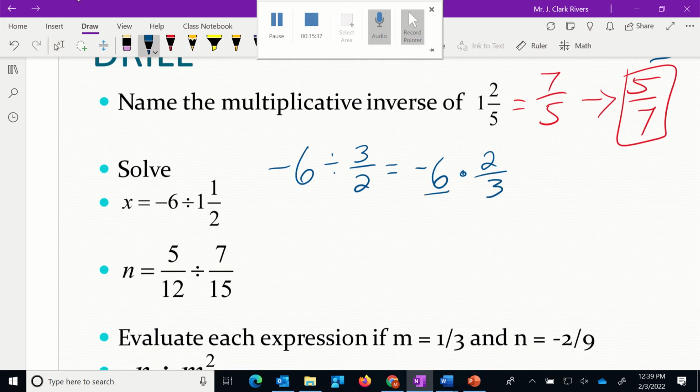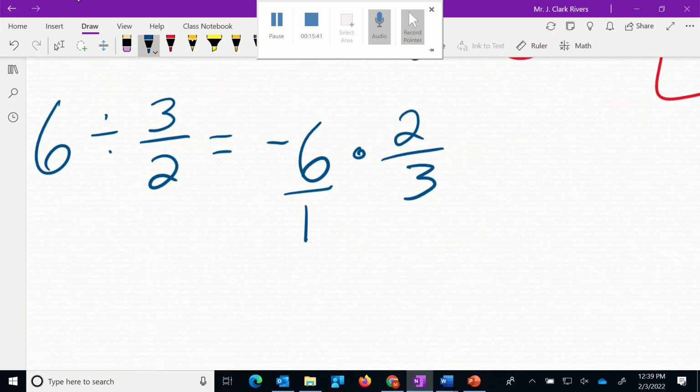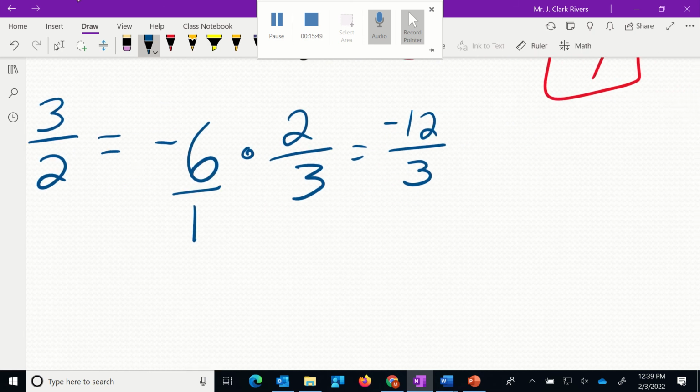We now multiply. Now remember, this is -6 over 1. So what's -6 multiplied by 2? -12. -12 over, what's 1 times 3? 3. What's -12 divided by 3? -4. Should have had -4 there.